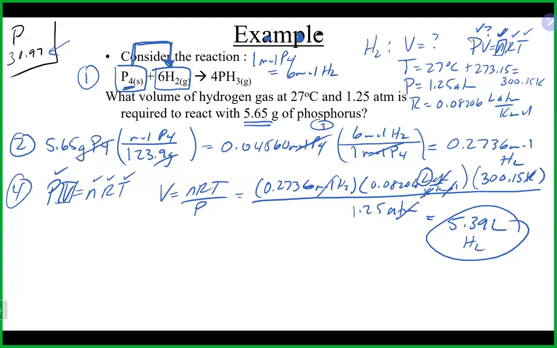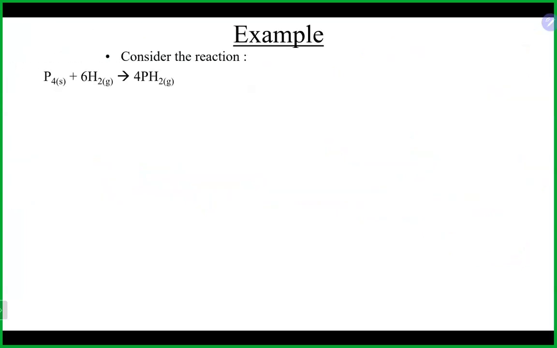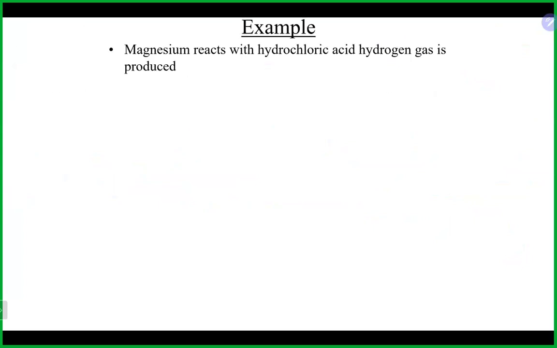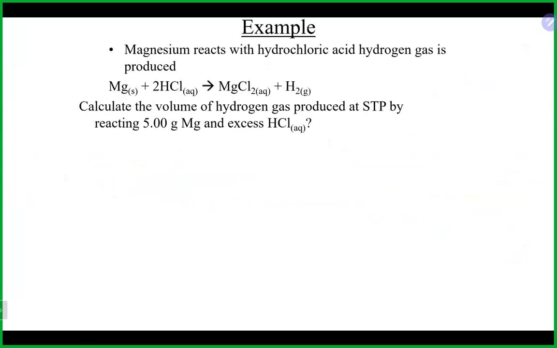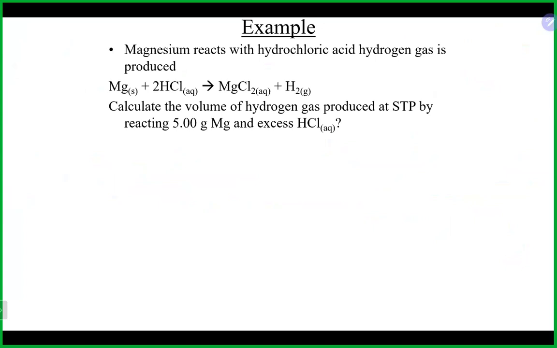Let's take a look then at one more here. I think, there we go. This is actually the experiment we're going to be doing today. So see what happens here. Magnesium reacts with hydrochloric acid to form magnesium chloride and hydrogen gas. We want to calculate the volume of hydrogen gas produced at STP if you started with 5 grams of magnesium. So why don't you give it a go, see what you come up with. Good practice for today.